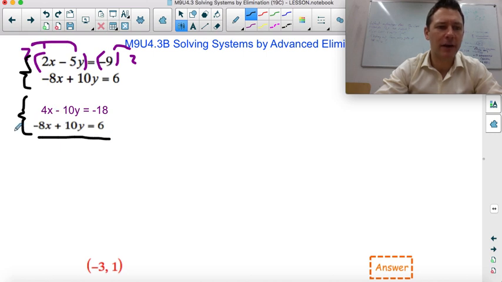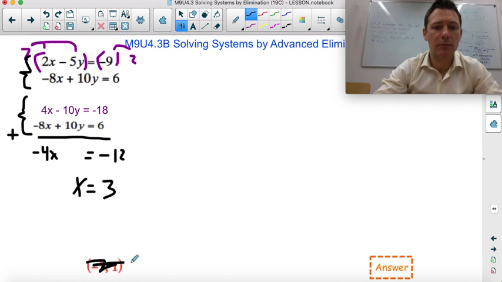They're opposite signs, so I can add them together. We'd say 4 plus negative 8x's gives you negative 4x's. Negative 10y plus 10y gives you 0y's. Should write it down, but I'm slow. And negative 18 plus 6 gives you negative 12. So x should be 3.